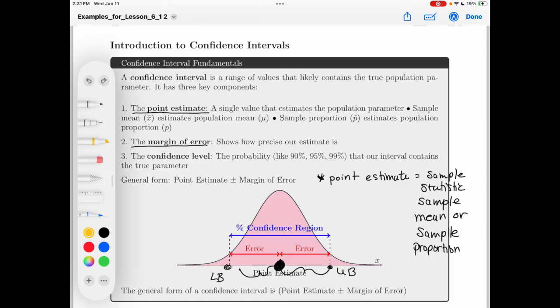So once we have our point estimate from the sample, then we add the error, and that will give us the upper bound. Then we subtract the error from the point estimate to get the lower bound, and that gives us this whole entire interval from here to here, which is our range of values.